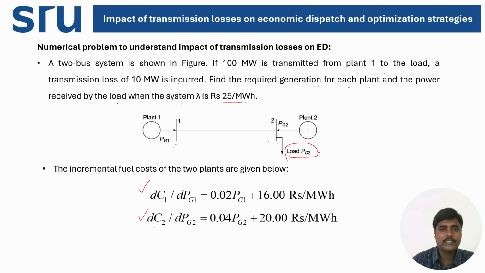For this case, you have to find the required generation for each plant. That means we have to find PG1 and PG2, and also find the power transmission losses, and then find the power delivered to the load. So let's see the solution now.